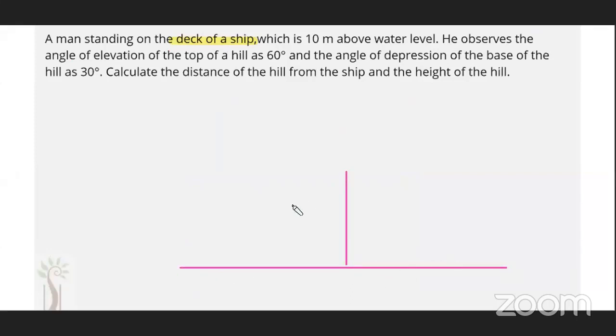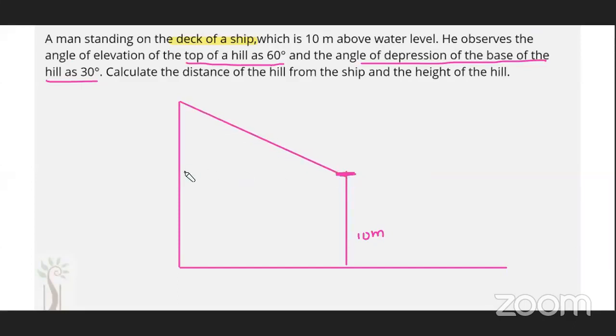So they are saying that it is 10 meter higher above the ocean. The person is standing on the deck of the ship. He observes the angle of elevation of the top of a hill to be 60 degrees and the angle of depression of the base of the hill to be 30 degrees. It's a similar type of question, but the scenario is different, right? So the angle of elevation is how much? 60. And depression? 30.